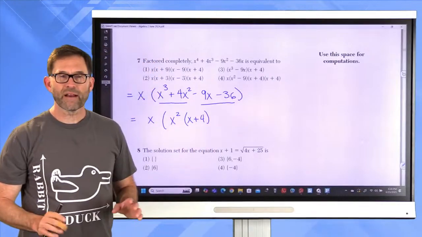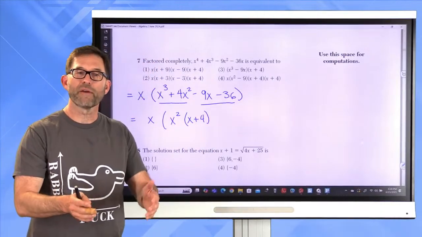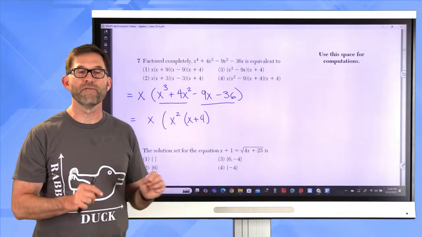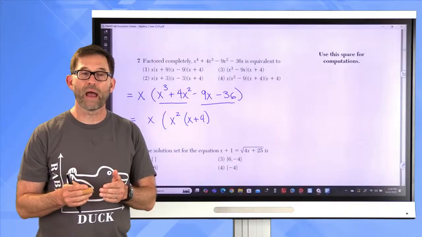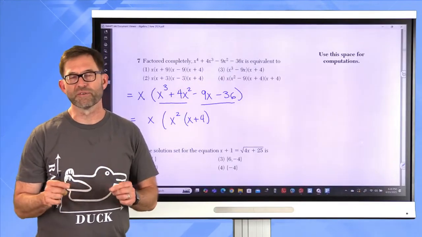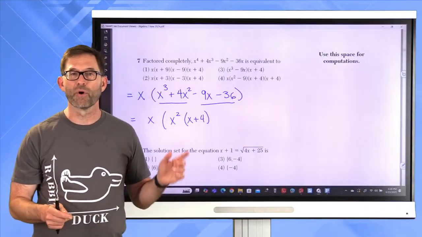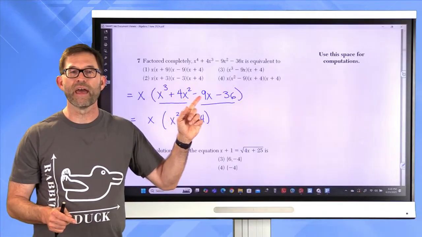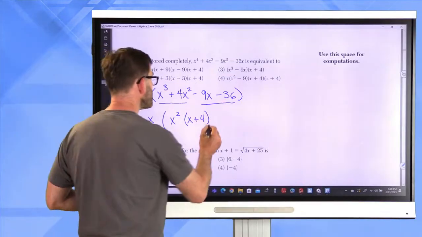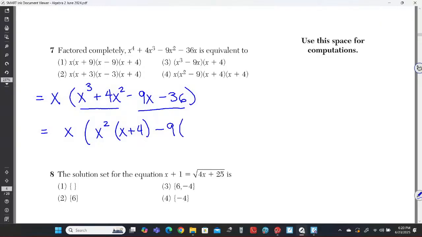And then I look at the second two terms. Now, if factoring by grouping is going to work, then when I factor something out of those two, I need to be left with an x plus 4. And very often, what you factor out is a negative number. And that's very new in Algebra 2. In Algebra 1, you almost never factor out a negative number. In this case, I'm going to factor out a negative 9 from both negative 9x and negative 36. And what that's going to look like is this.